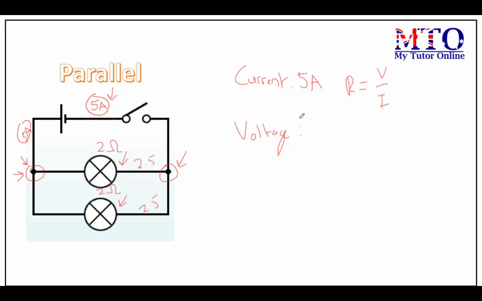Before we can find the voltage here, we need to understand how to find the resistance. The resistance is also different to how series circuits function. To find the total resistance of this circuit, instead of simply adding 2 and 2 together like we did for the series circuit, we add 1 over 2 plus 1 over 2, giving us a total of 1.